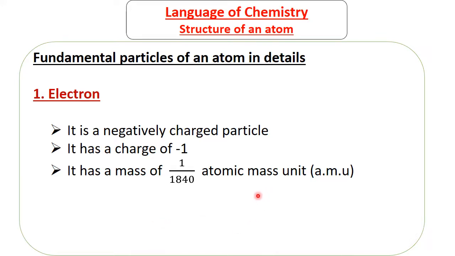So atomic mass unit is the unit for the particles that make up an atom. So an electron, its mass, I mean not weight, is 1/1840. If you punch this on a calculator, you're going to get 0.0 something. That is its mass. So what to take from here is it is a negatively charged particle, which is -1.